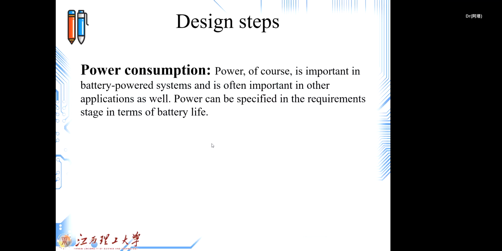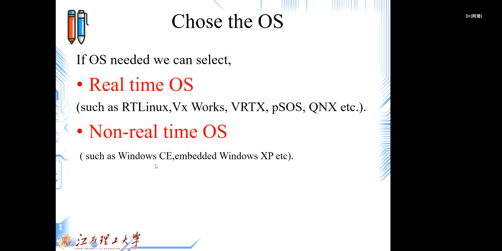Power consumption, I tell you that it's important in a battery powered system and is often important in other applications as well. Then power can be specified in the requirements stage in terms of battery life.